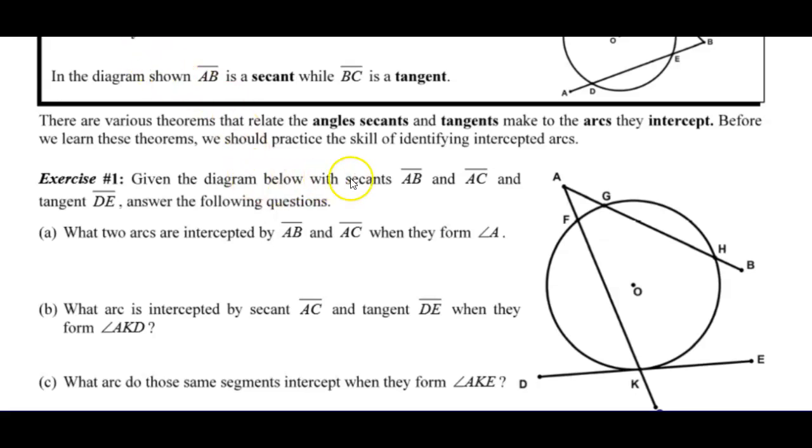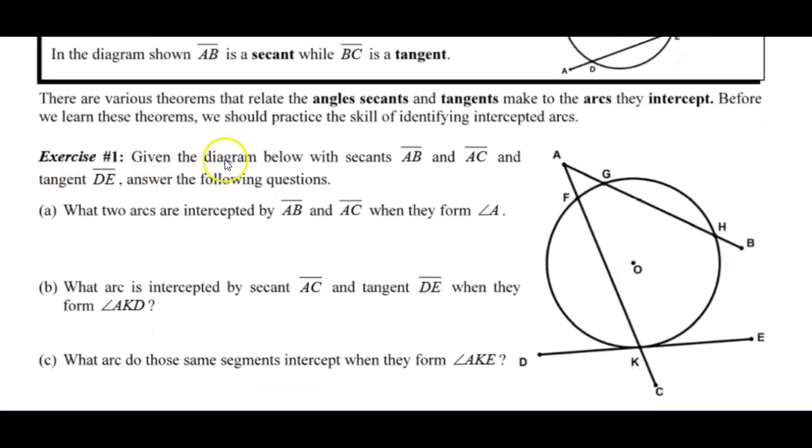In exercise 1, given the diagram with secants AB and AC, and tangent DE, we want to answer the following questions. So first off, what two arcs are intercepted by AB and AC when they form angle A? Alright, so angle A out here, if I follow AB and AC, it looks like there's an arc here, and then there's another arc down here. I'm looking for the arcs that are between those two secants. And so one of them was FG, and the other one was KB.